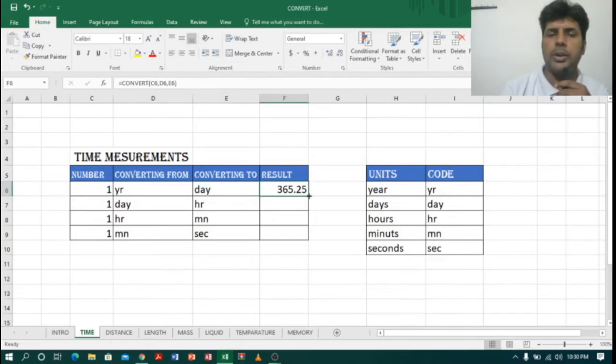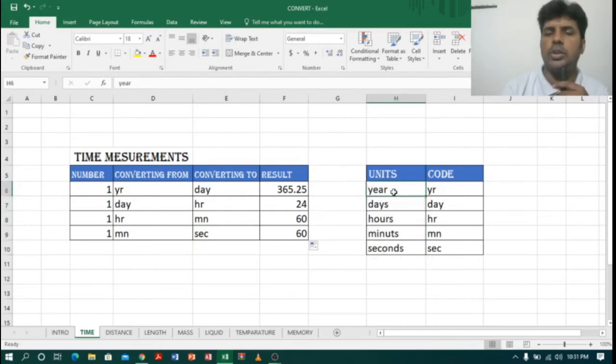Nice, right? So let me drag this one. What is happening here? It is also converting the day into hours. What is a day in hours? It's 24 hours. One day is 24 hours. And what is an hour in minutes? 60. And what is a minute in seconds? 60. Nice, right?